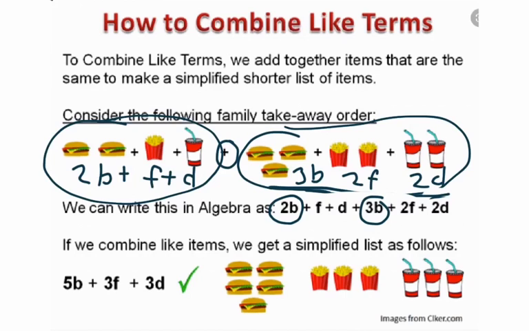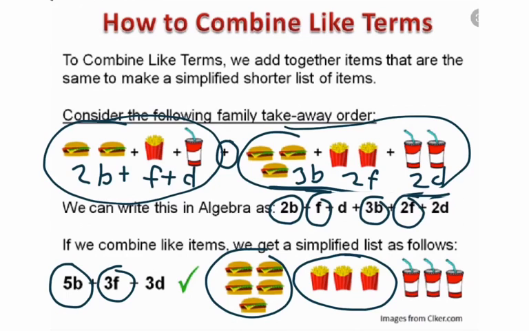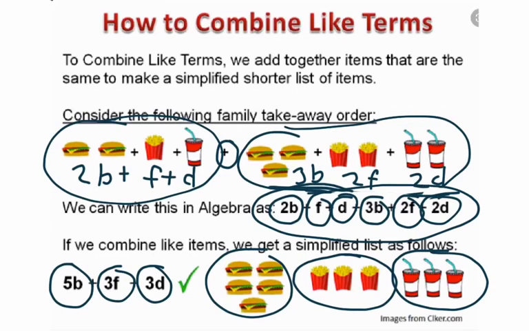We have 2 burgers and 3 burgers, which makes 5 burgers, so we combined our B's. Then we have 1 fry and 2 fries, which means we're going to combine our fries for 3 fries. And then same with the drinks. We have 1 drink and 2 drinks, which means we're going to combine our drinks to make it 3 drinks. So instead of this long, complicated algebraic expression, we have combined our like terms and simplified it to 5 burgers plus 3 fries plus 3 drinks.